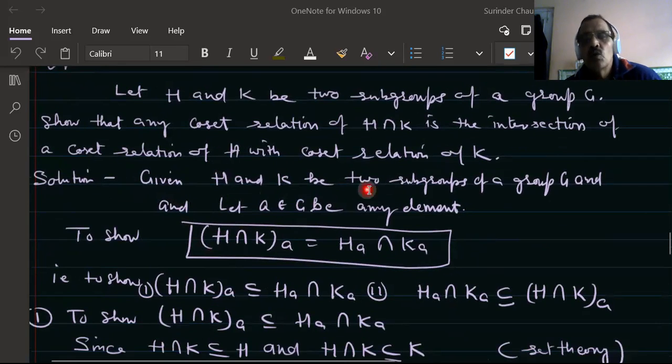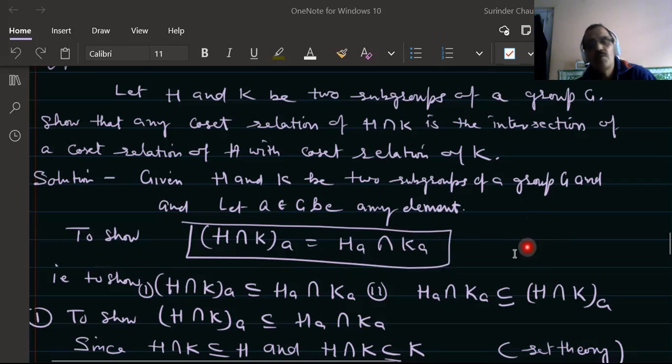Given H and K are two subgroups of a group G, and a belongs to G, e being the identity. What to show? We will show that the right coset of H intersection K by a is equal to the intersection of the right cosets of H and K by a.